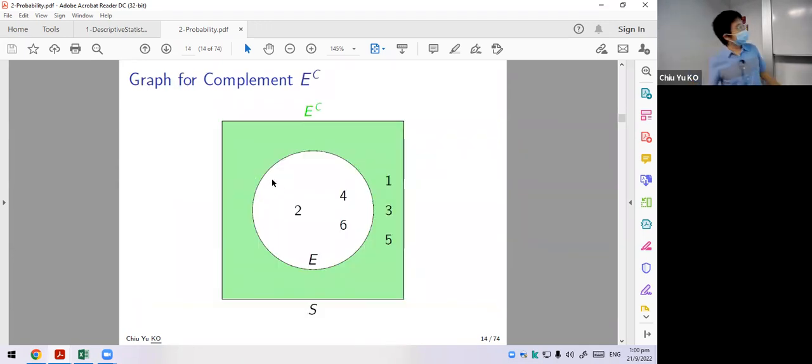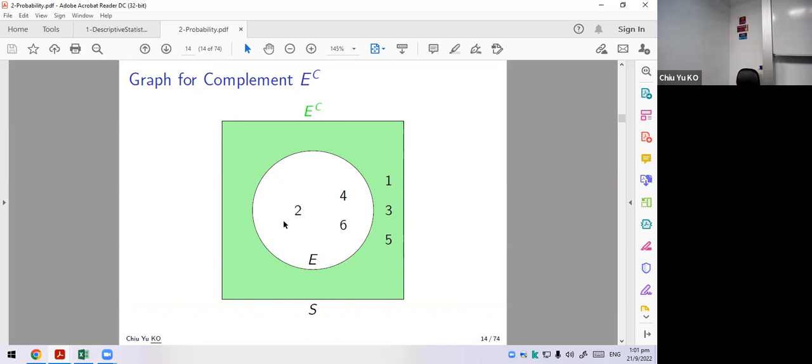Now this is what complement means, right? E is 2, 4, and 6 inside. Everything outside, 1, 3, 5, is its complement. So that is the idea: everything not within it. Is that clear?